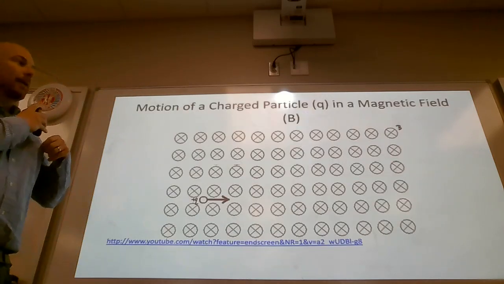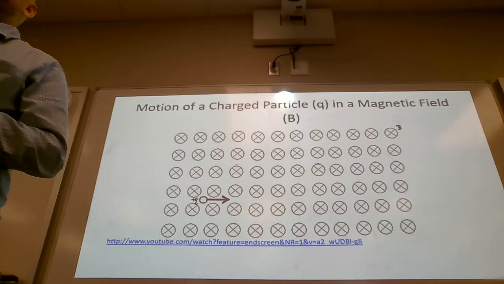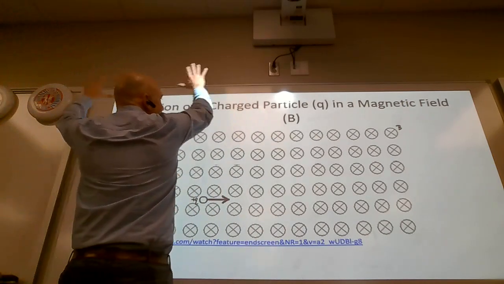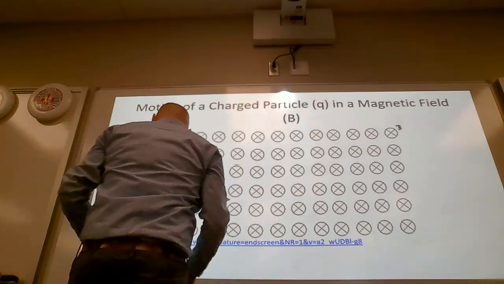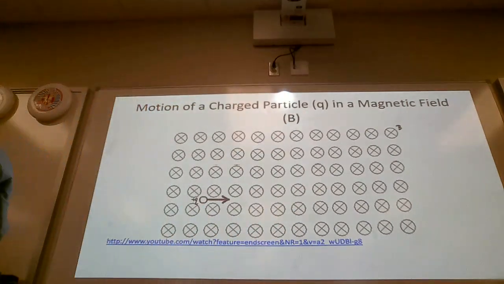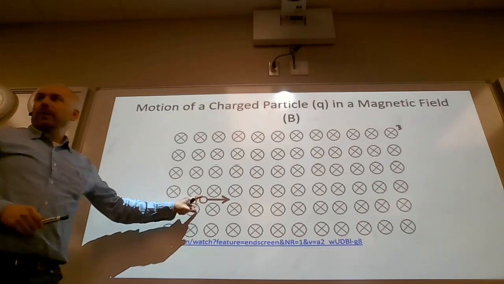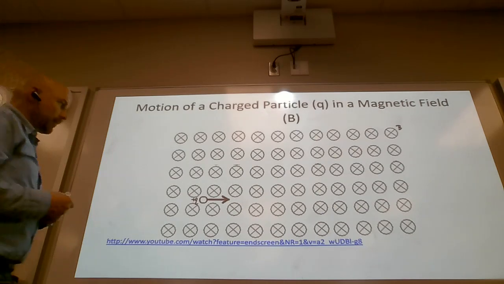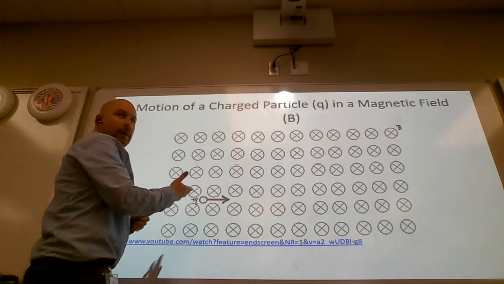Okay. All right. Let's say we have an extensive magnetic field, like the whole wall is a magnetic field. Show me which way this proton is going to be forced. There we go with up.